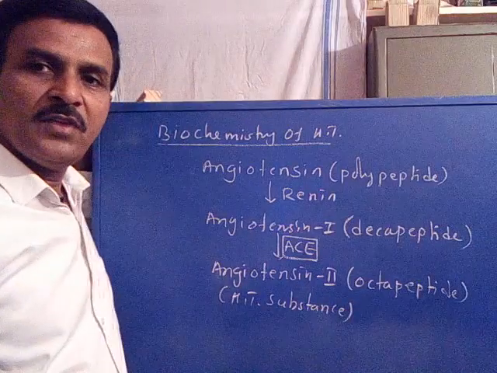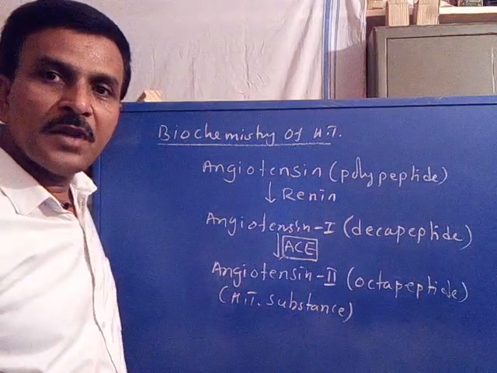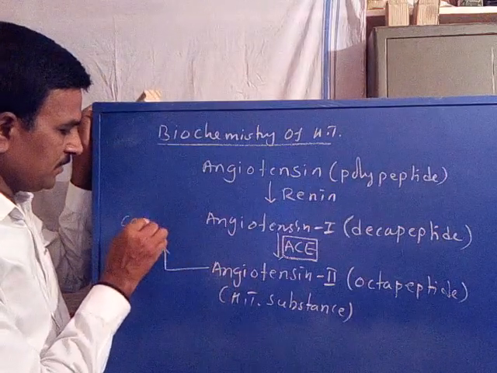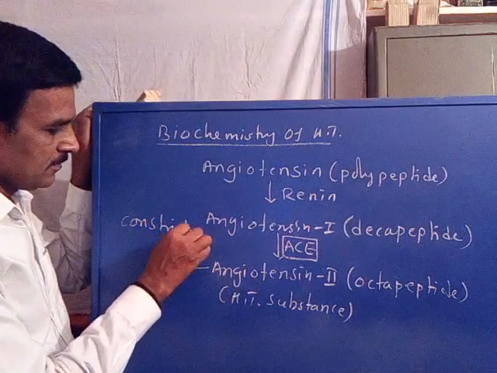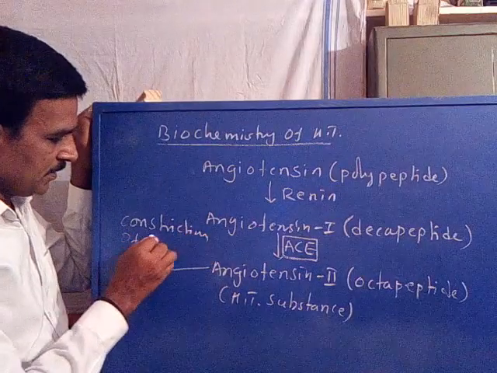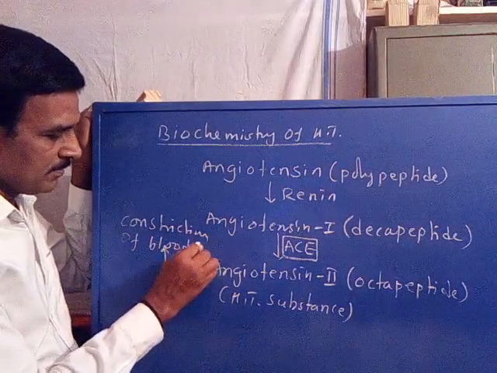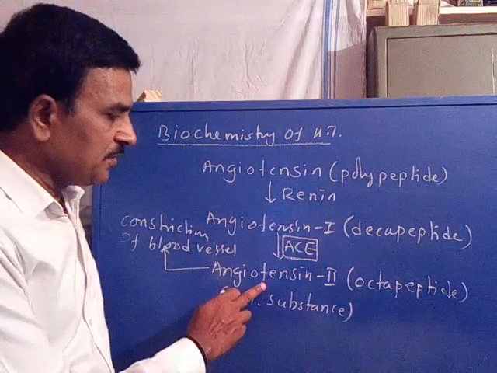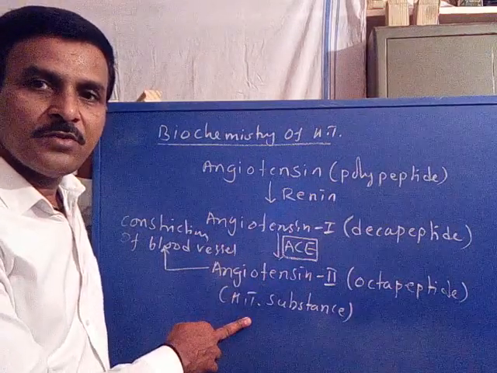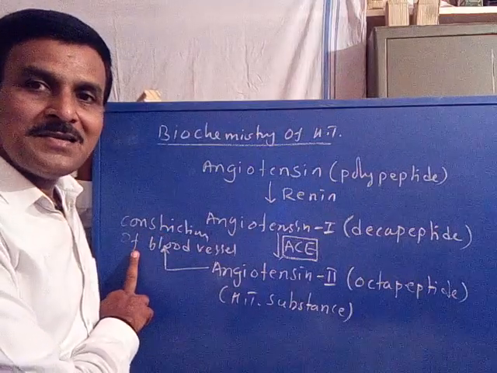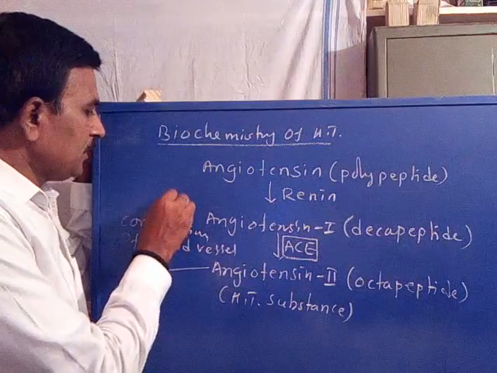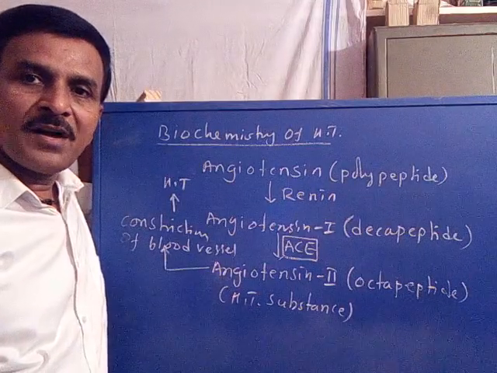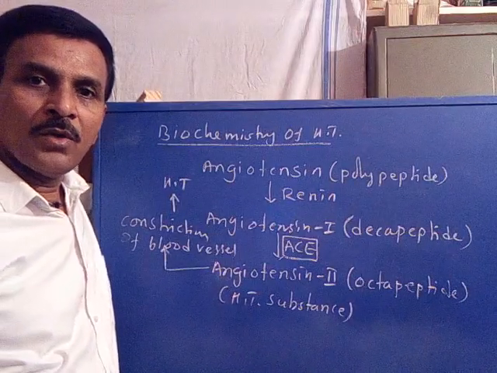Angiotensin 2 is a hypertensive substance. It causes constriction of the blood vessel. Angiotensin 2 is a hypertensive substance which causes the constriction of blood vessels, leading to hypertension. So this is the biochemistry of the cause of hypertension due to hormonal factor.